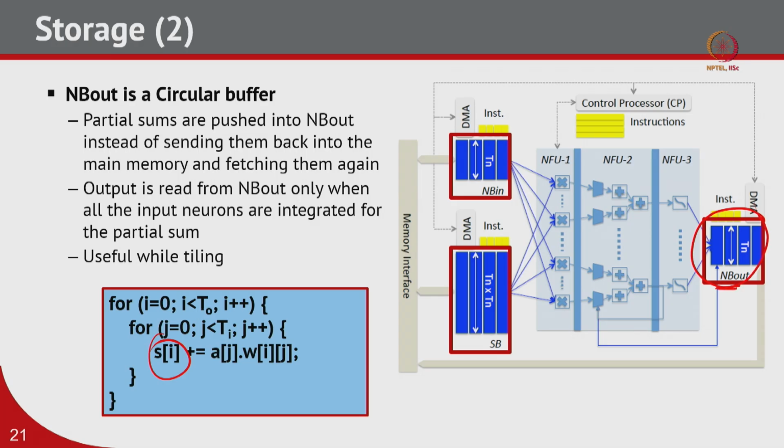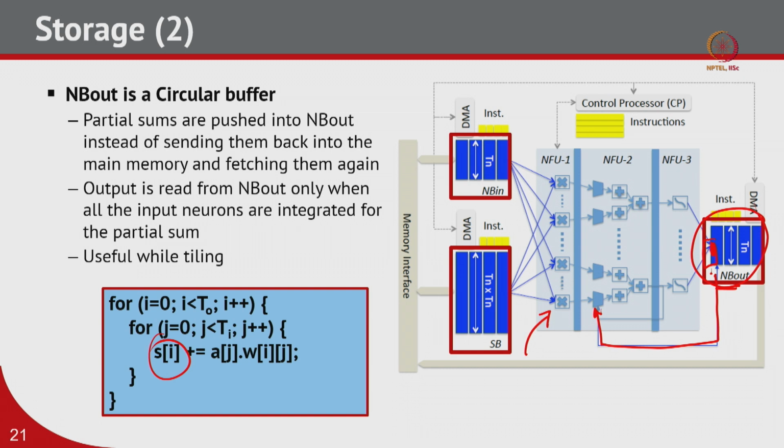So, partial sums are pushed into the NB out instead of sending them back into the main memory and fetching them again. Output is read from NB out only when all the input neurons are integrated for the partial sum. See, there is a feedback from NB out, an arrow to the adder tree, which means we are adding the head of the buffer. In the head of the buffer, the expectation is we will have the partial sum. With that partial sum we will add the newly computed partial sums. So, that is why this NB out is a circular buffer.